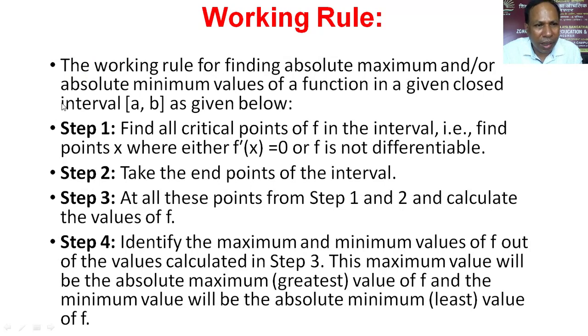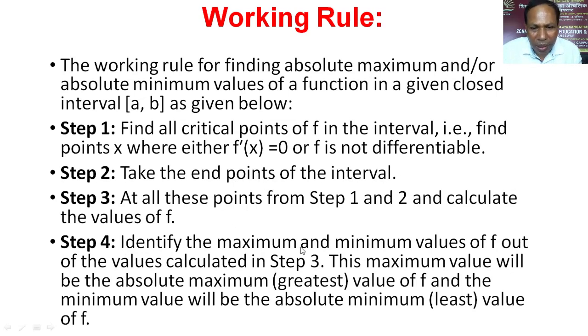Now what is the working rule to find the absolute maxima and absolute minima of a given function? So the first step is find all critical points of f in the interval. That means we equate the derivative of the function to 0, find the possible value or values of x, and those values are called the critical points. Also we take the end points of the interval.